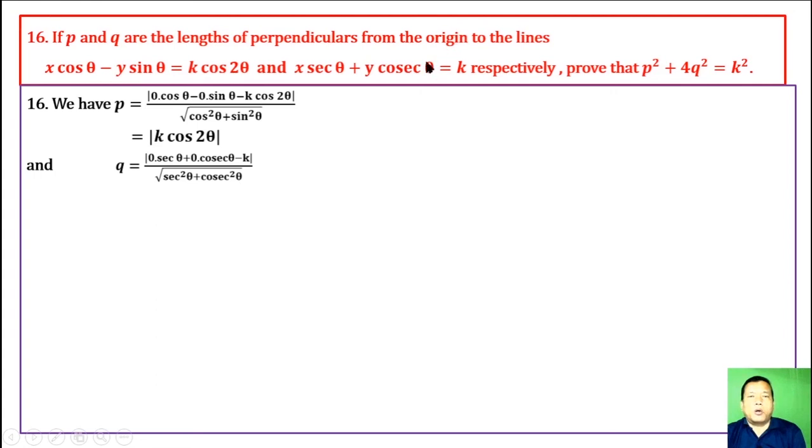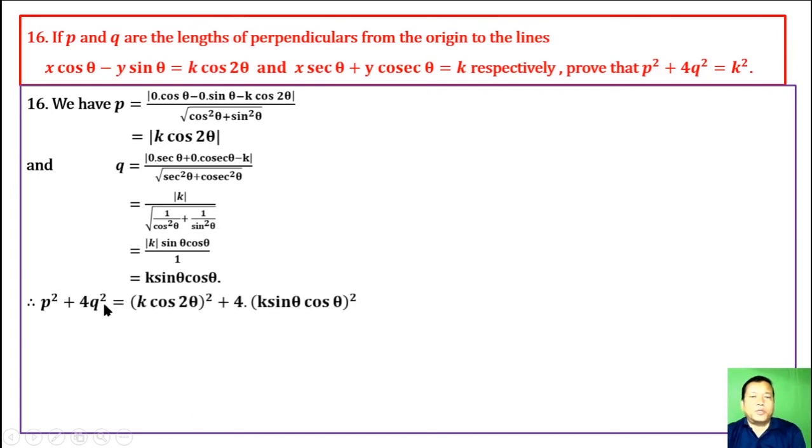4q is also the perpendicular distance of the line from the origin. Similarly, we get this. Therefore, p square plus 4q square has this value. Simplify and taking out k square, we get k square times cos square 2 theta plus sin square 2 theta, whose value is 1. That gives k square. Hence proved.